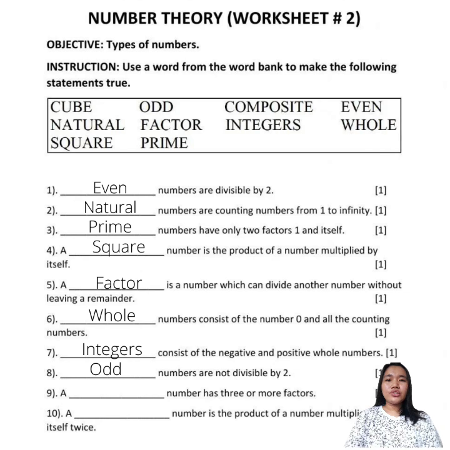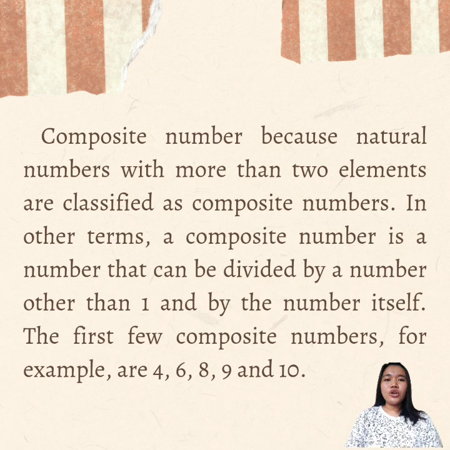For number 9 question, a blank number has 3 or more factors. The answer is composite number because natural numbers with more than 2 factors are classified as composite numbers. In other terms, a composite number is a number that can be divided by a number other than 1 and the number itself. The first few composite numbers, for example, are 4, 6, 8, 9, and 10.